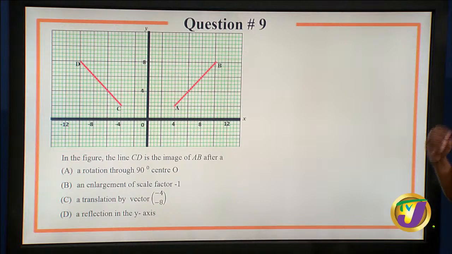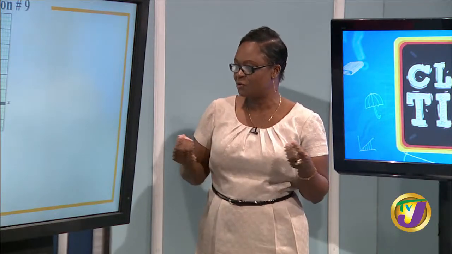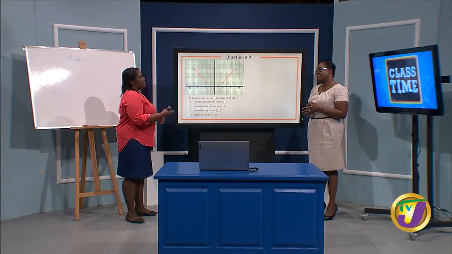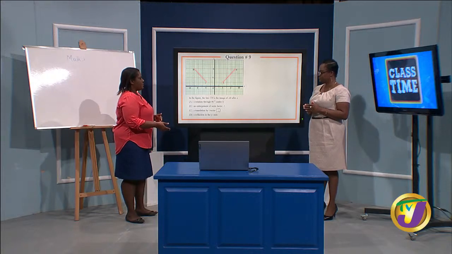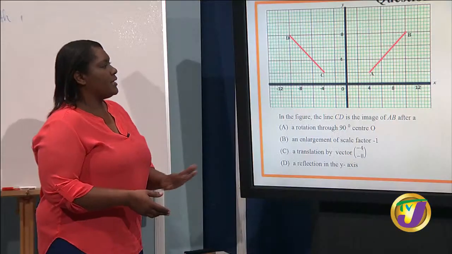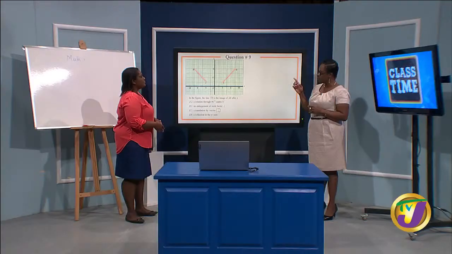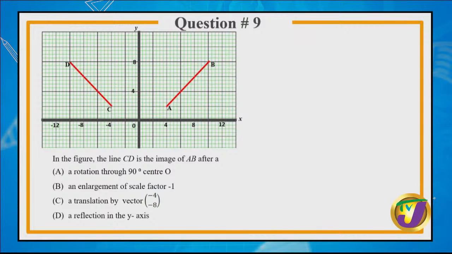Is this a rotation? If it's a rotation, what would be some points to consider? Well, the orientation will change, right? And we don't see that, so we can eliminate it. The orientation changes, so it would be in another direction or something like that. And then for the enlargement, a negative means that it will get a little bit smaller, on a different side of the graph.